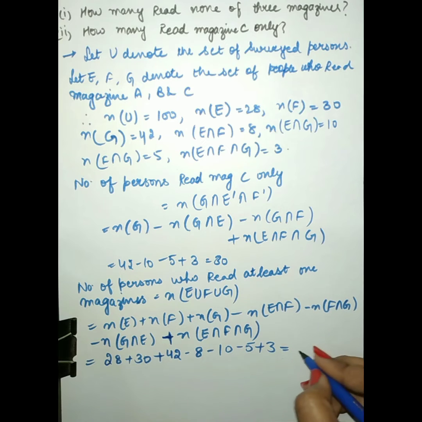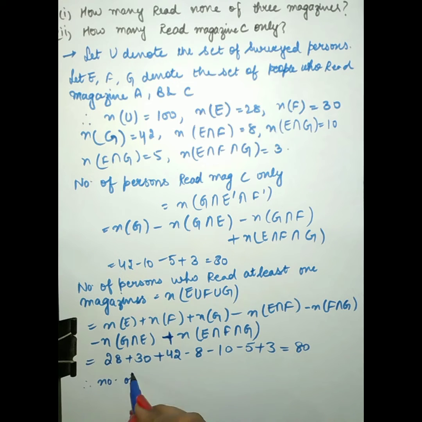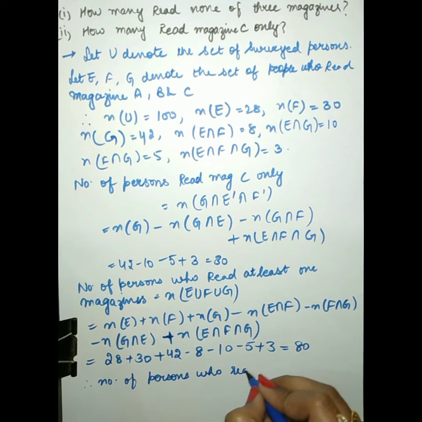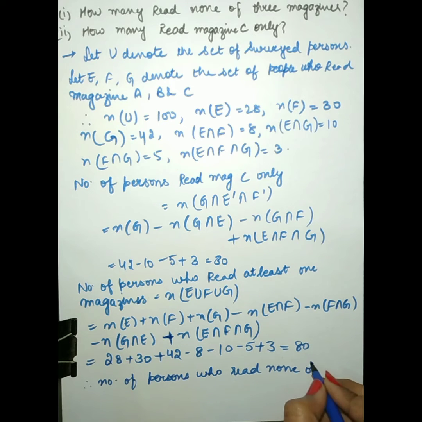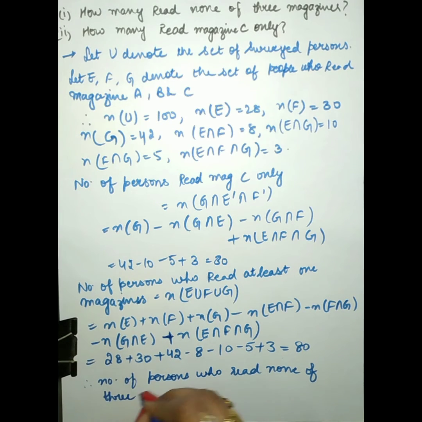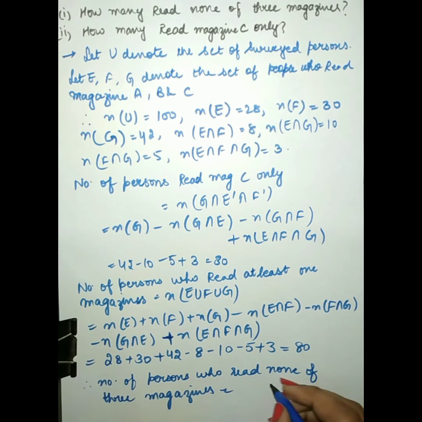It will become 80. Now we will find the number of persons who read none of the 3 magazines. That means the total number of surveyed persons is 100 minus those who read at least one of the magazines, that means 80, then it will become 20. So 20 persons read none of the 3 magazines.